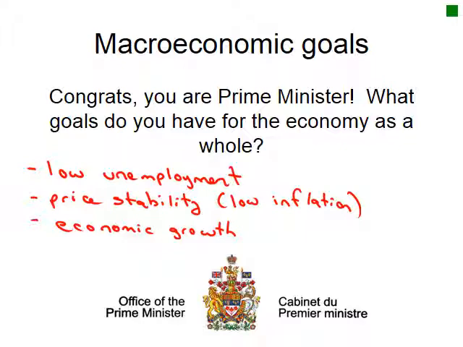we'd be looking at things like low unemployment, price stability, meaning low rate of inflation, and economic growth. Of course, we may have other macroeconomic goals, but those tend to be the main three.